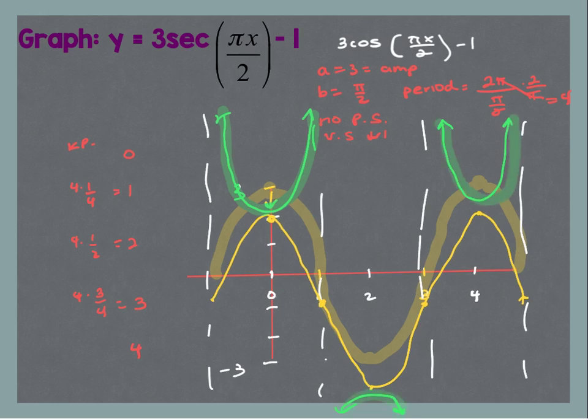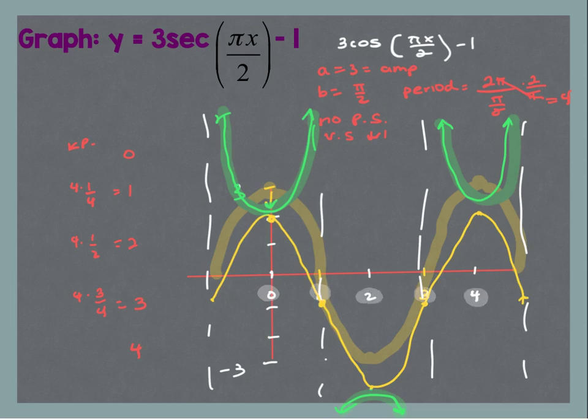Okay, last one is secant. So you're graphing 3 cosine pi x over 2 minus 1. So your A and your amplitude are 3. Your B is actually pi over 2 because that's what's attached to the x. So then the period would be 2 pi over pi over 2, which becomes 4. The key points are at 1, 2, 3, and then the first one's at 0, the last one's at 4. There's no phase shift this time. So those are your key points, 0, 1, 2, 3, 4.